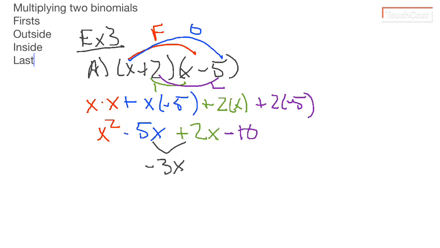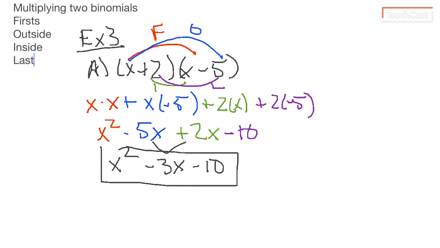Then we're just going to bring everything else down. We've got our x squared minus 10. So that means x plus 2 times x minus 5 makes x squared minus 3x minus 10. Let's look at one more here in example 3.